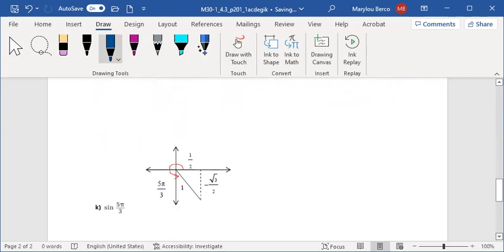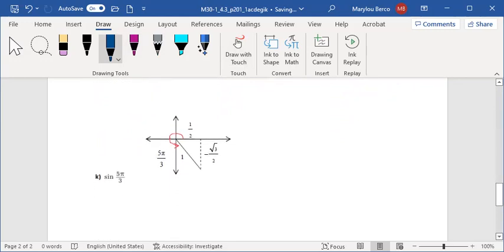Last one. So you draw a diagram for sine 5 pi over 3. So my reference angle here is pi over 3. Just so we know, we have a 60-degree triangle with 60 degrees. So my radius is 1. My y value is negative root 3 over 2. And my x value will be 1/2.